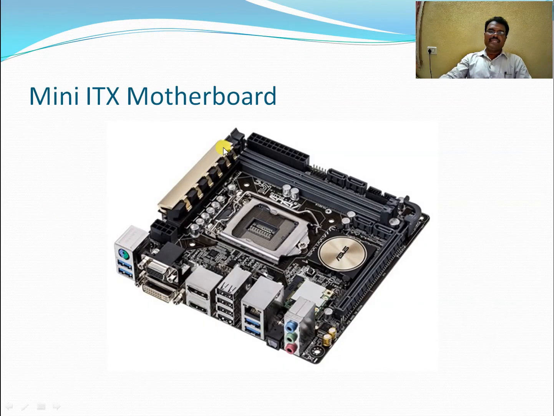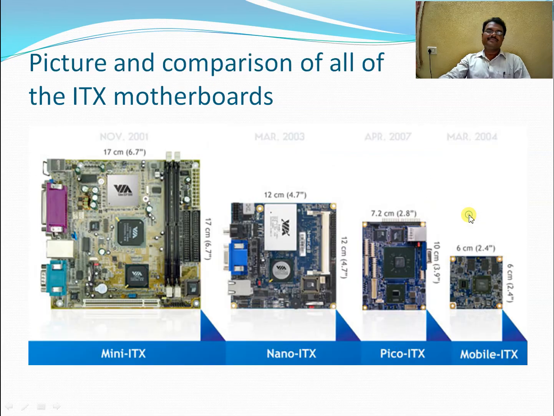So this is a Mini ITX motherboard where there are RAM slots, CPU slots, USB ports, here USB ports, network card, IO, audio input and output jack, MIDI, and this VGA port. Here also two USB ports are there, and here a PS2 mouse can be connected. This is the AGP slot again. This is a power connector, and these are SATA connectors.